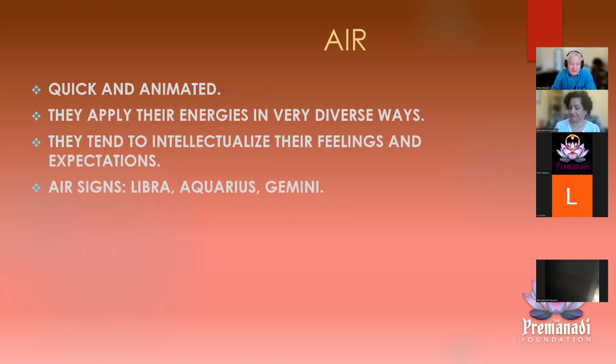Air people are quick and animated. They apply their energies in a very diverse way. They tend to intellectualize their feelings and they intellectualize their expectations. The three signs that are air are Libra, Aquarius, and Gemini. When I talked to you earlier about being able to know your fundamentals by heart, if I ask you, give me the typical characteristics of an air person, you need to be able to recite it. Quick, animated, intellectualize their feelings. Those are keywords that need to come to you right away.